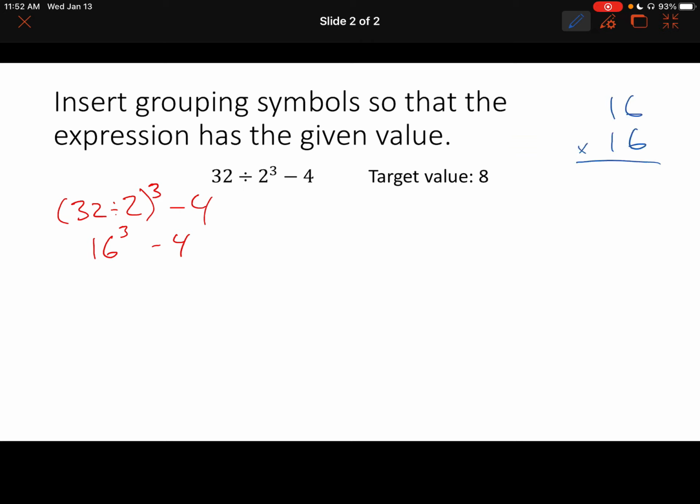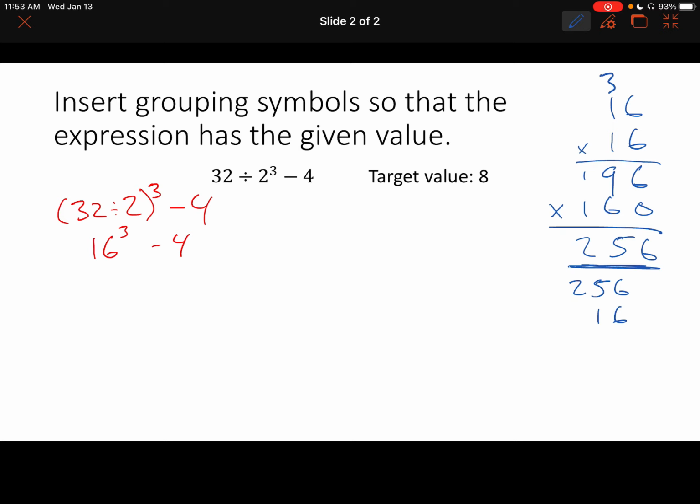Okay, now remember our funneling. We're going to work inside the parentheses first, and we get 32 divided by 2 is 16. And so we have 16 to the third minus 4. Whoa, that's a pretty big number. I need to work that out on the side. So we have 16 times 16. 6 times 6 is 36, and 6 times 1 plus 3 is 9. Now on our second row, we have the 0 and the 16. Add that up: 6 plus 0 is 6, 6 plus 9 is 15, carry the 1. It's 256.